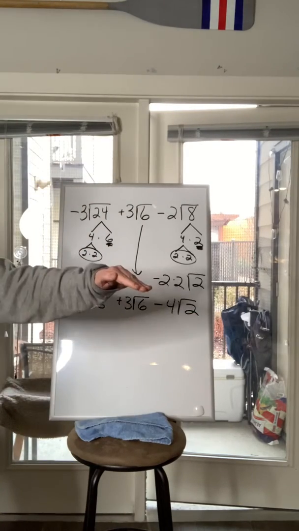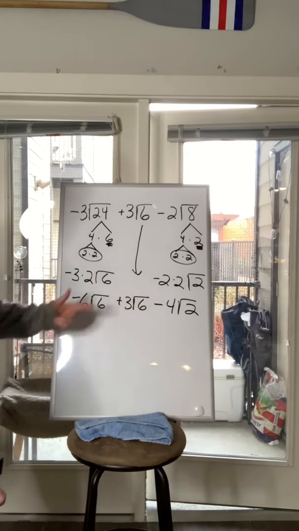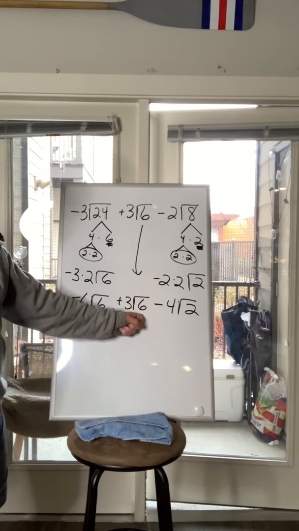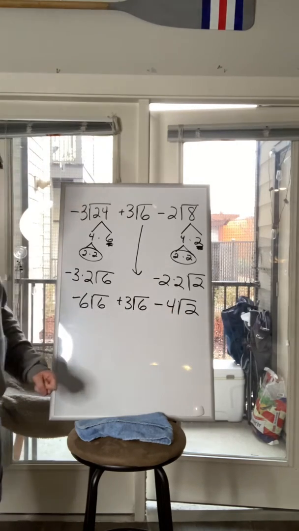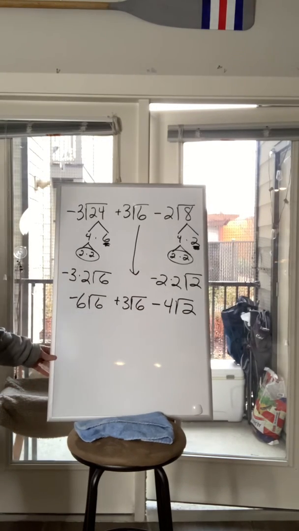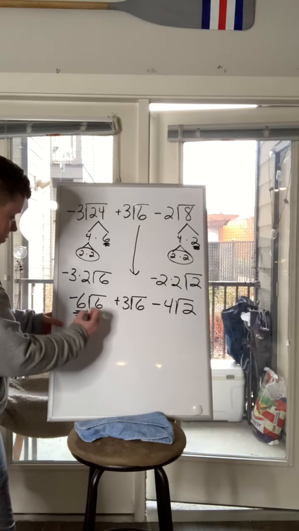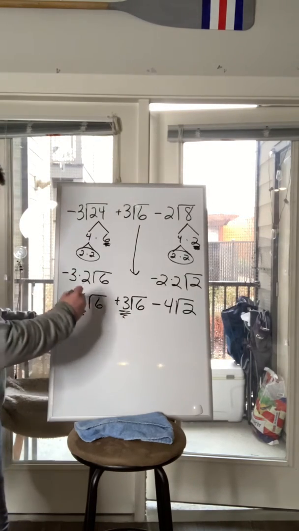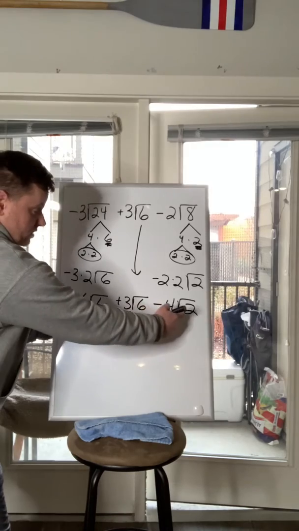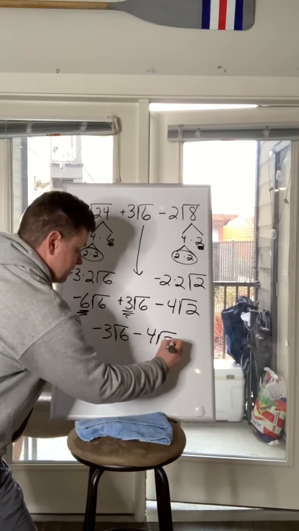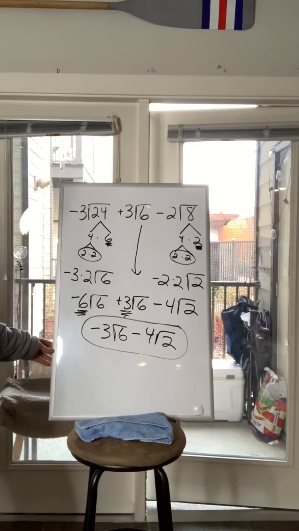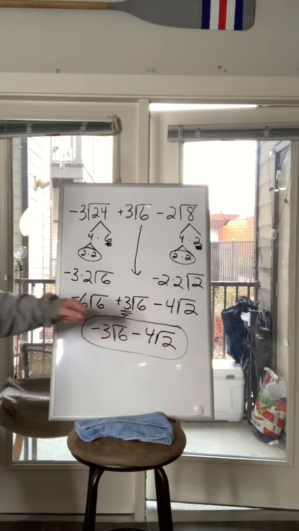Okay? So we break down everything, and now we see what we can combine. And sure enough, it's just these first 2 that we can combine, because this has got a square root of 6, this has got a square root of 6, this has got a square root of 2. So that's like having an X and a Y. You can only combine the ones that are alike. Okay? So I'm going to combine these. Negative 6 square root of 6 plus 3 square root of 6 will make negative 3 root 6. And then this one, since it's a different square root, cannot be combined. So our final answer in lowest terms, negative 3 square root of 6 minus 4 square root of 2.